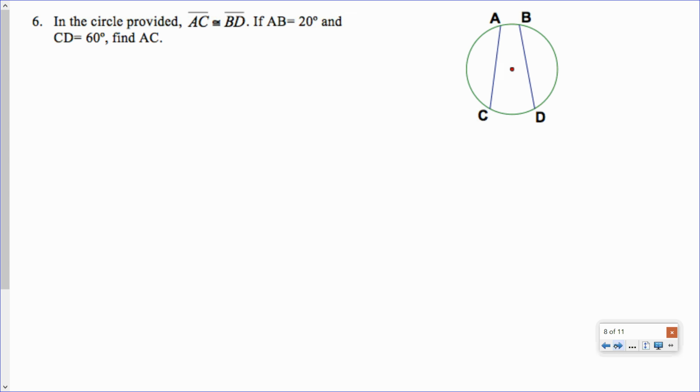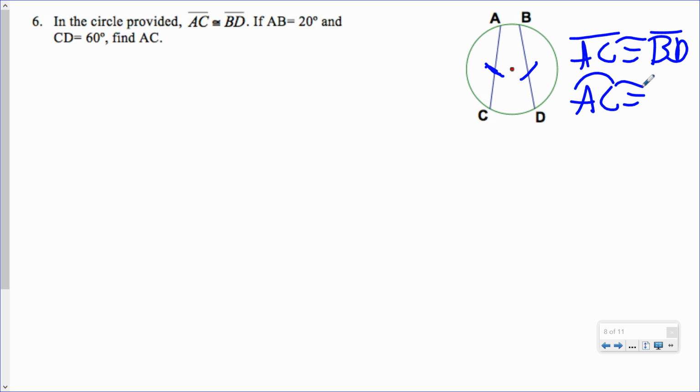In the circle provided, AC is congruent to BD. So we're not parallel now, we're congruent. Not only do parallel chords intercept congruent arcs, but also congruent chords have congruent arcs. So if chord AC is congruent to chord BD, then arc AC is congruent to arc BD. So I'm going to mark that.